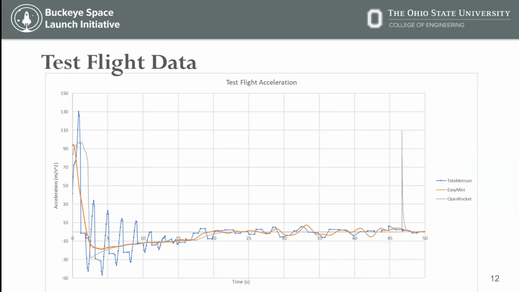So anything below 0 is, of course, drag. We are slowing down here, but once we kind of equalize in this regime, you can see that the OpenRocket model was pretty similar to the EasyMini model. So it would be good to go through and understand how the rocket's moving in that simulation, because it seems like it's capturing our flight pretty well. We did get lucky. Our flight was pretty vertical. I'd say it's within 5 degrees of vertical, which is pretty good.